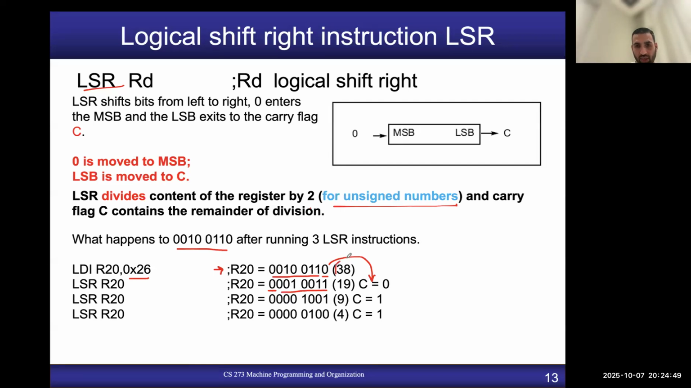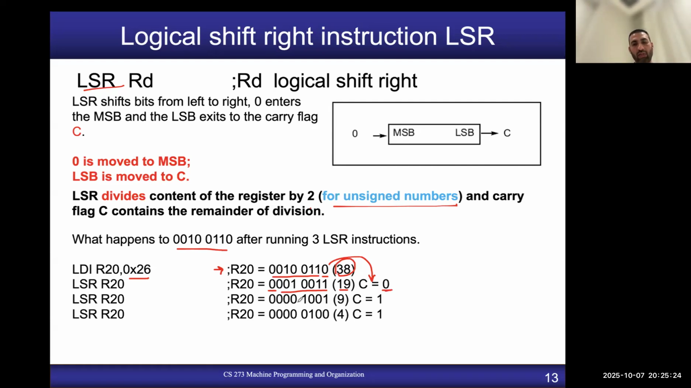Now, if you convert the original bit pattern into decimal form, you will see it has a value of 38. But when you convert the shifted bit pattern into the decimal value, it is 19. So basically you are dividing 38 by 2. When you divide 38 by 2, the remainder is 0, right? Because 38 is an even number. So carry is telling you that the remainder is 0. So carry always, in this case, will act as a remainder holder.